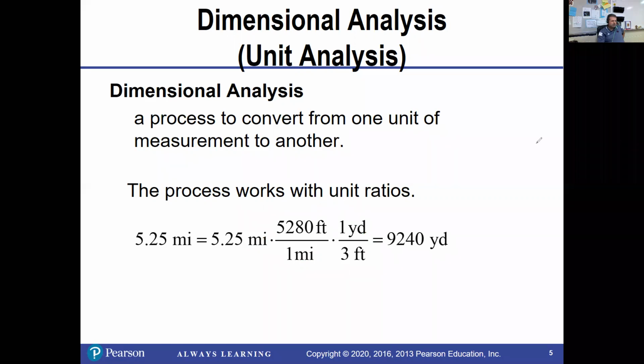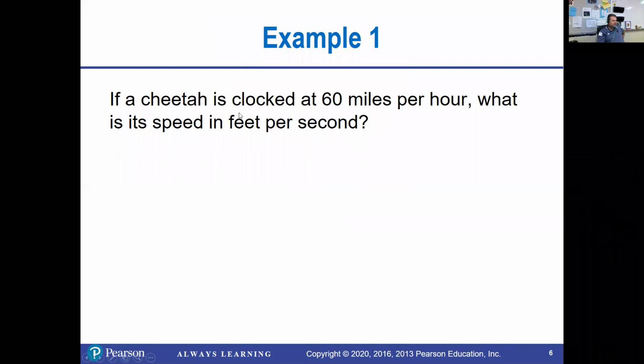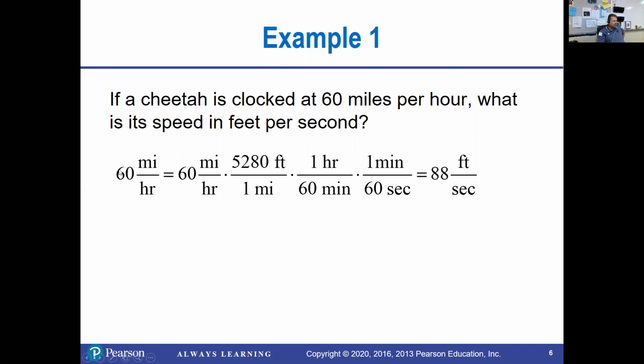All right, so let's get to the next one. If a cheetah is clocked at 60 miles per hour, what is its feet per second? We know how many feet there are in a mile. So we go 60 miles per hour times how many feet in a mile. That means the miles are going to cancel each other out. Now I have feet over hours. 1 hour is 60 minutes, and 1 minute is 60 seconds. Remember, we're trying to get to feet per second.